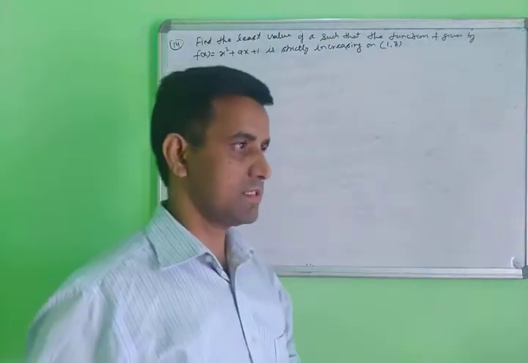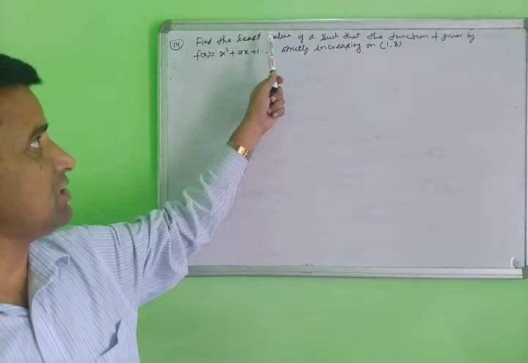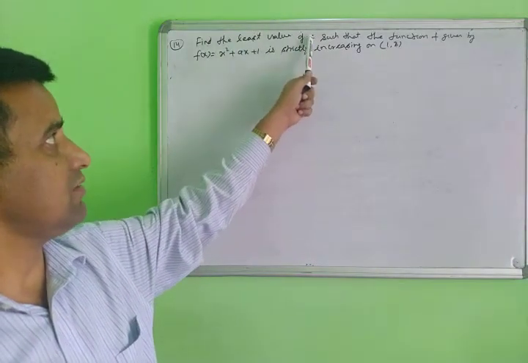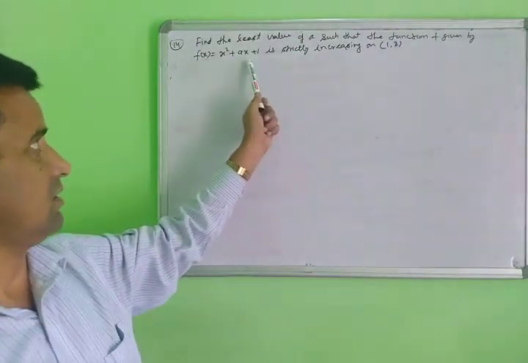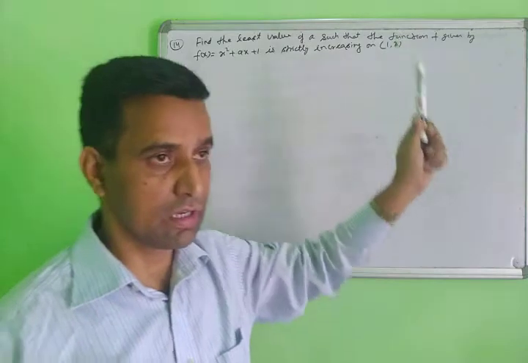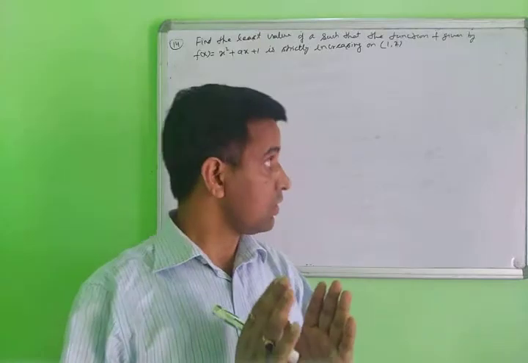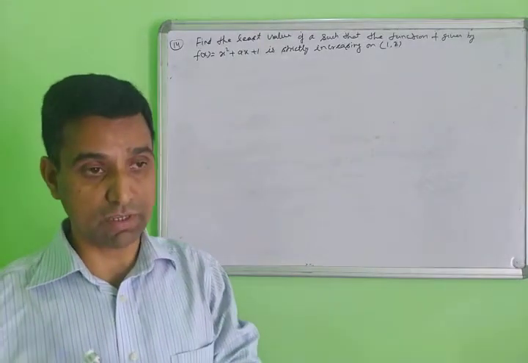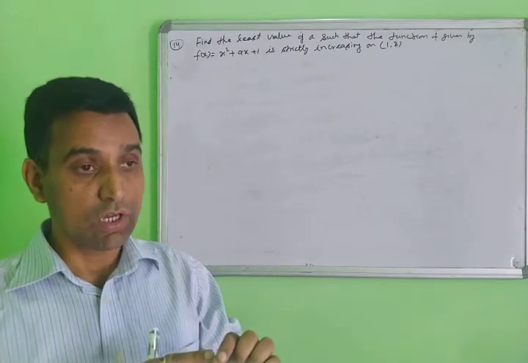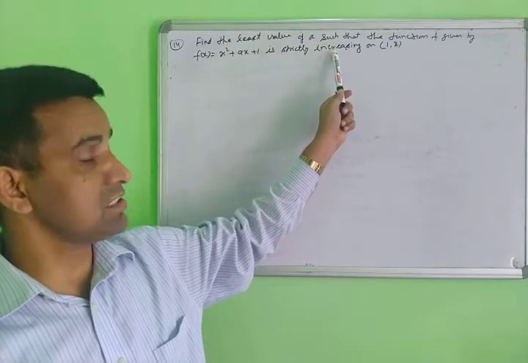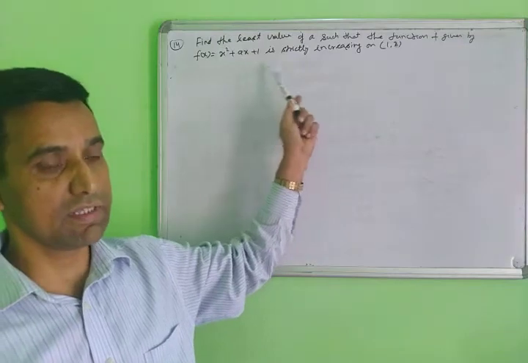Yes, students. Next question, I am taking from the same exercise, question number 14. Find the least value of a such that the function f is strictly increasing on the open interval 1, 2. You understand the question here. What is given here? The function is strictly increasing, and this is the given interval, function and everything.